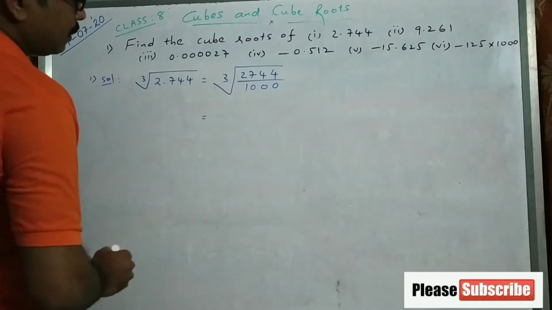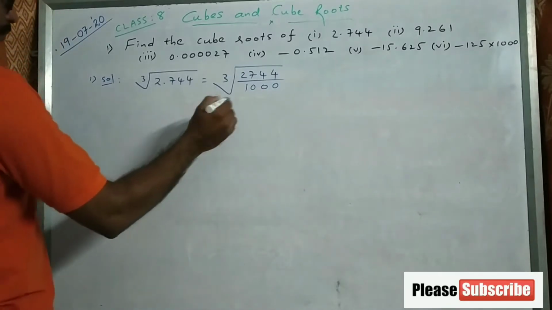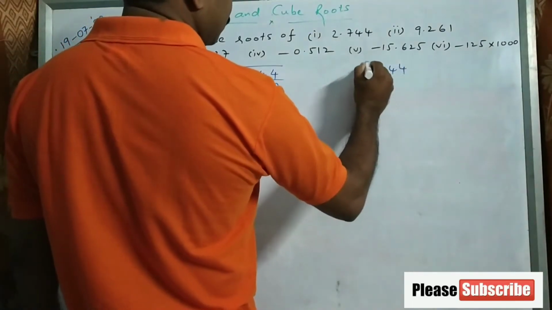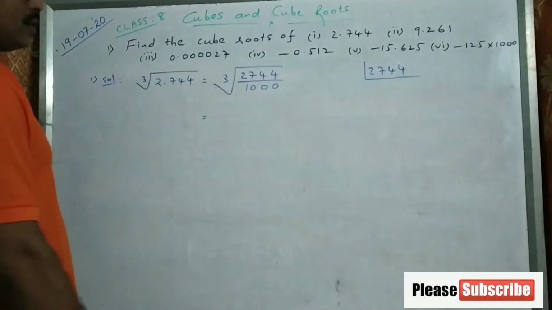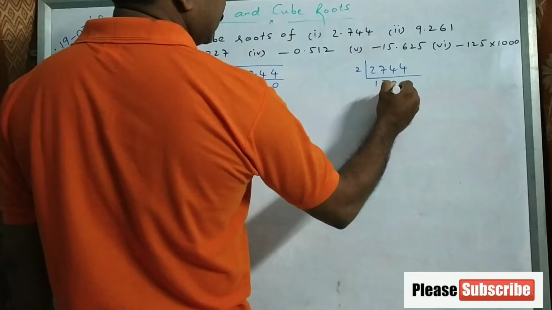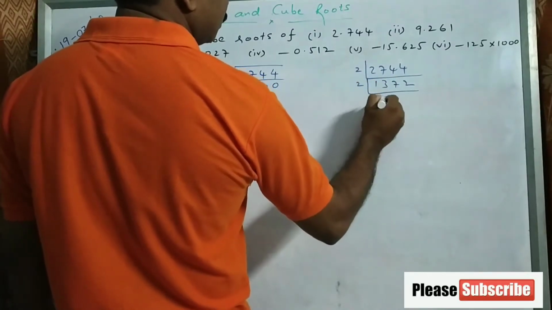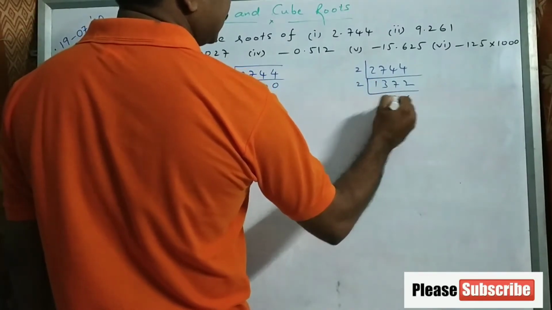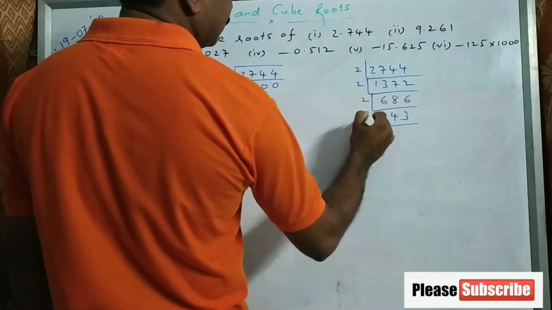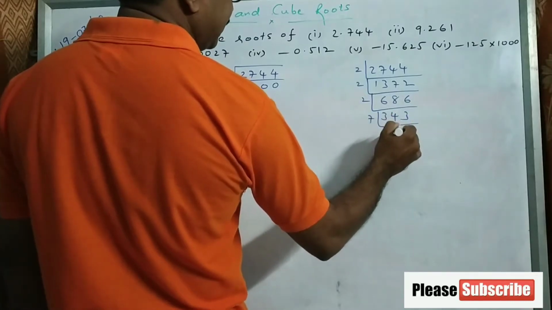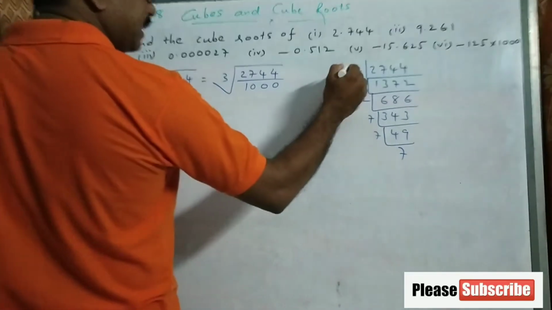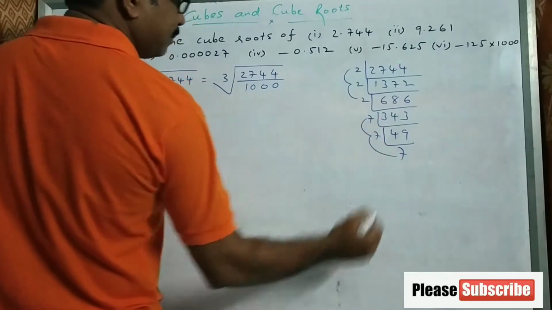Now this I can write. How do we split 2744? 2744 can be written as 2 ones, 2 threes, 2 sevens, 2 twos, 2 sixes are 12, 2 eights are... 2 threes, 2 fours, 7 fours are 28, 7 nines are 63, 7 sevens are 49. Now you see, this is one triplet, this is one triplet.